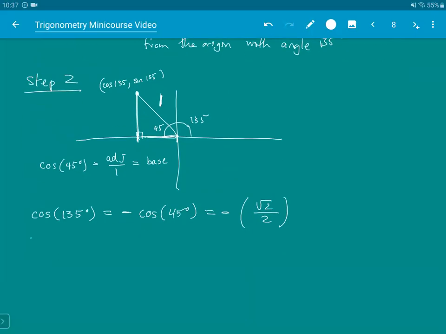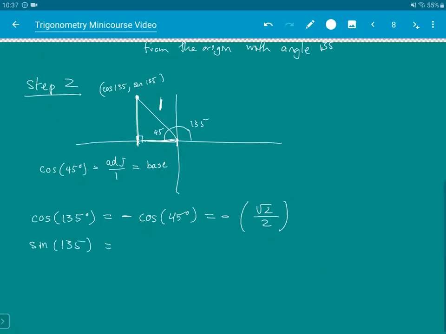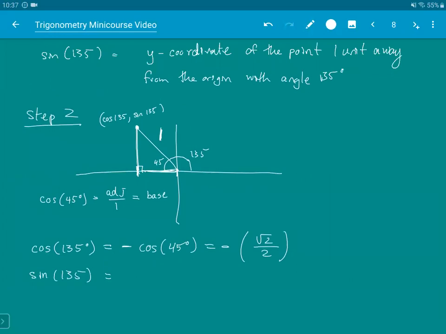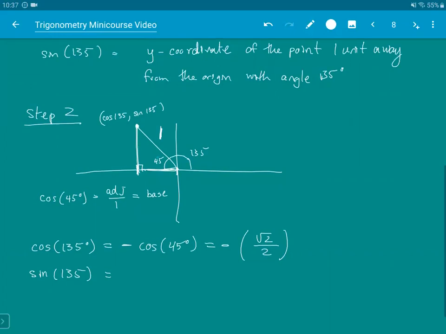Okay, so now for sine of 135. You can notice that sine of 135, again, is the height of this triangle. And the other way that we could express the height of this triangle is through this angle as well. So that is going to be sine of 45, because sine of 45 is equal to height over 1, which is just the height. So we have this equals sine of 45, and that's equal to square root of 2 over 2.